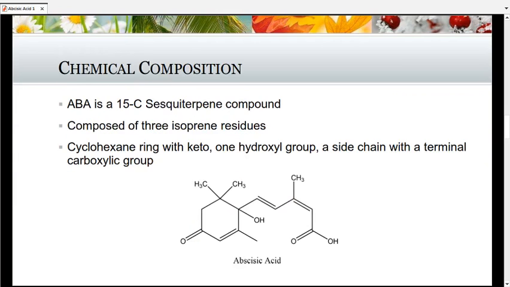As far as its chemical composition is concerned, abscisic acid is a 15-carbon sesquiterpene compound. It is composed of 3 isoprene residues, a cyclohexene ring with a ketone, 1 hydroxyl group as side chain, with a terminal carboxylic acid group. So it is a sesquiterpene.